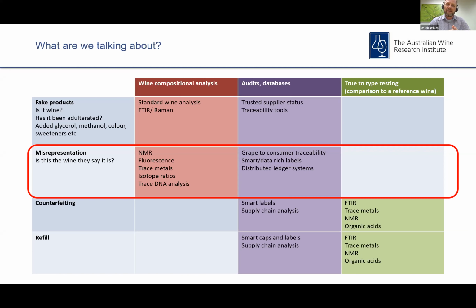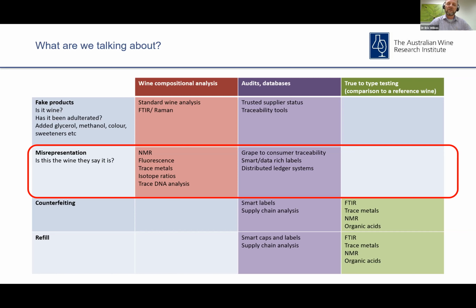lot harder to do. Now, there are lots of wine compositional analysis tools that we can use to do this, things like nuclear magnetic resonance, fluorescence spectroscopy. There's been some great work done at Adelaide University recently in that space. There's quite a few companies offering trace metals analysis to identify the origin of a wine. We've been looking, as a lot of other researchers, at isotopic analysis, and some places are even using trace DNA analysis to identify varietals in wine as well. So there's a lot of work in those spaces, but it's also quite difficult to do because you're looking at quite detailed or minor differences between wines.